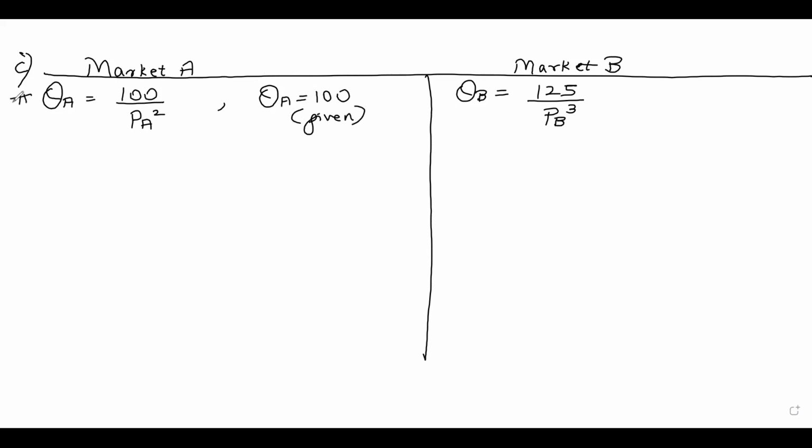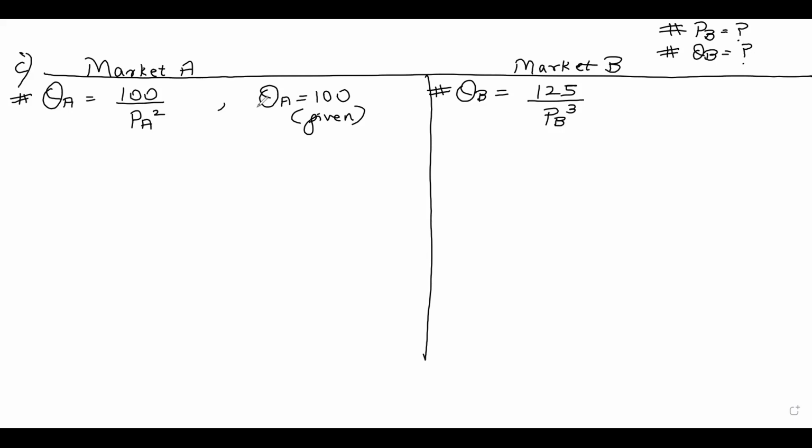So first of all, we were given the demand functions facing the monopolist in markets A and B. And we were given that in market A, the monopolist is selling 100 units. Now I need to calculate all other variables. I need to calculate what's the price charged in market B. I also need to calculate how much is sold in market B. Both these things I need to calculate.